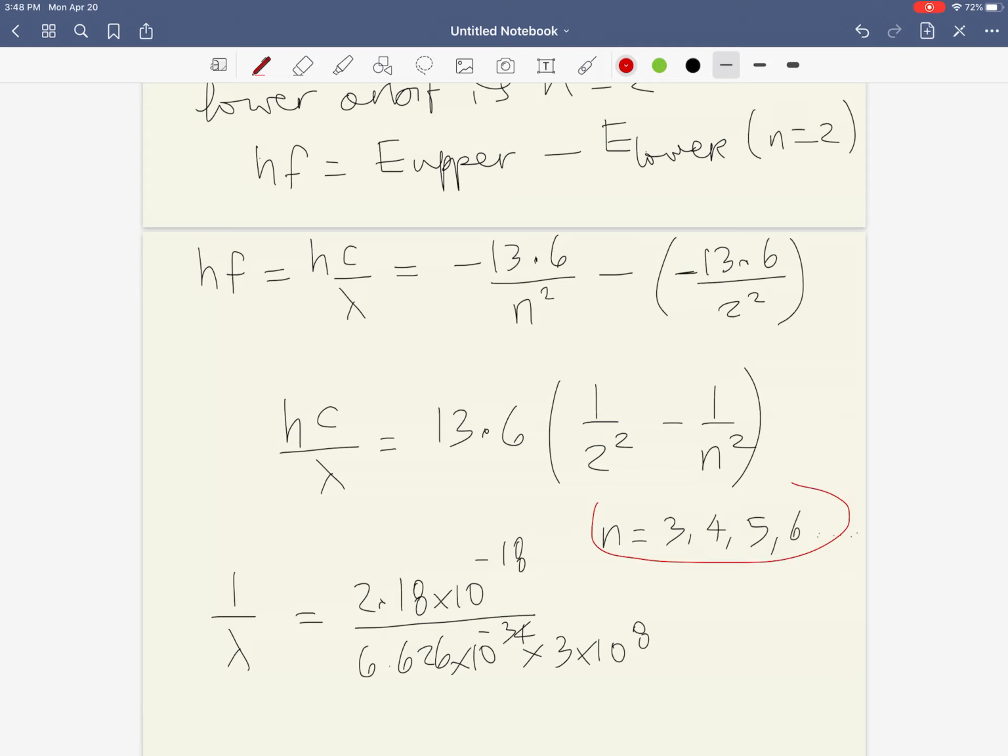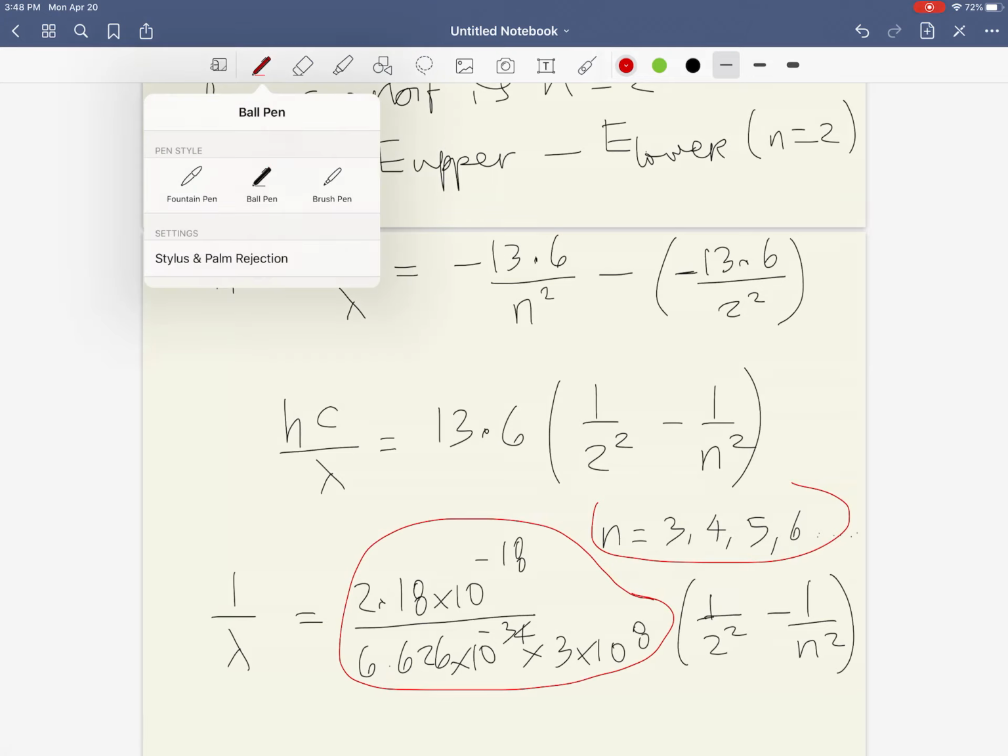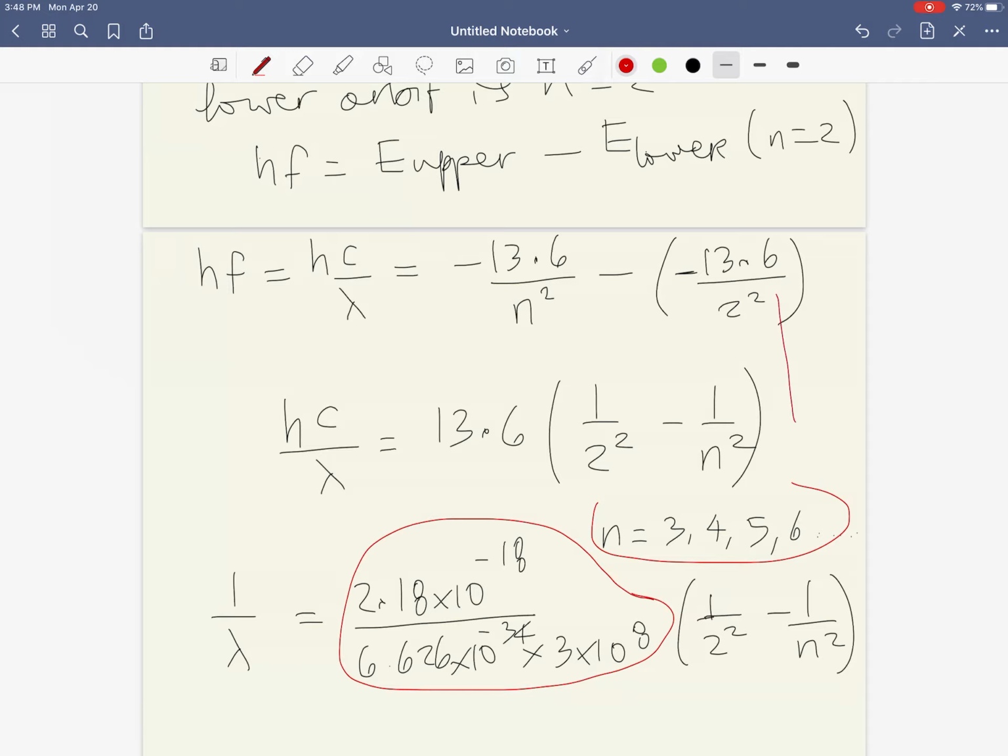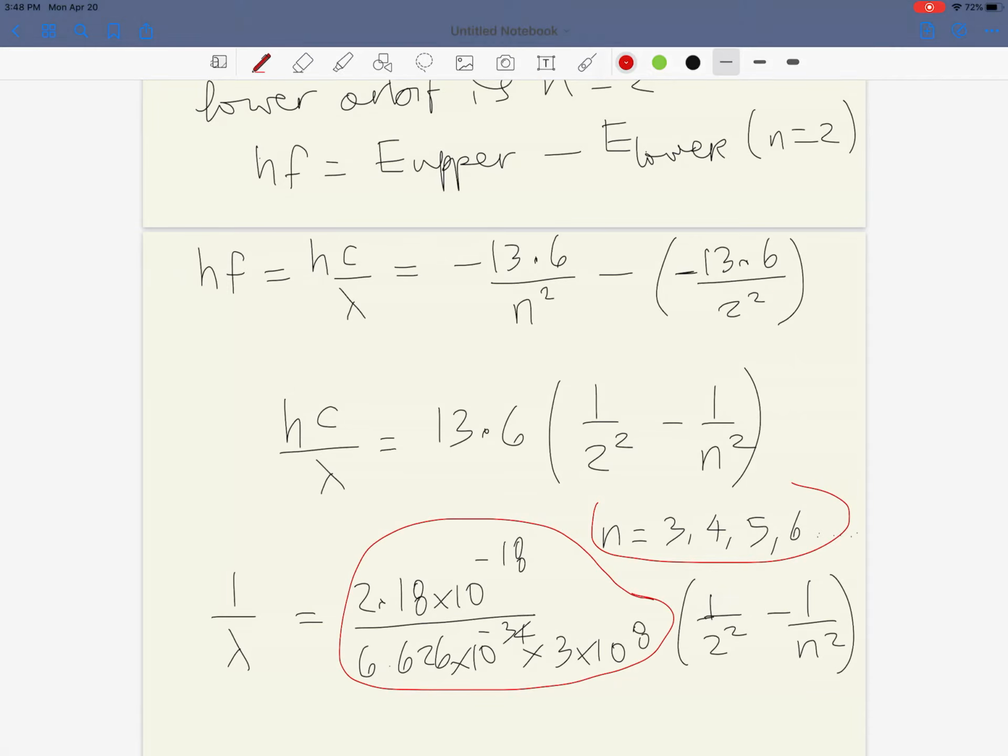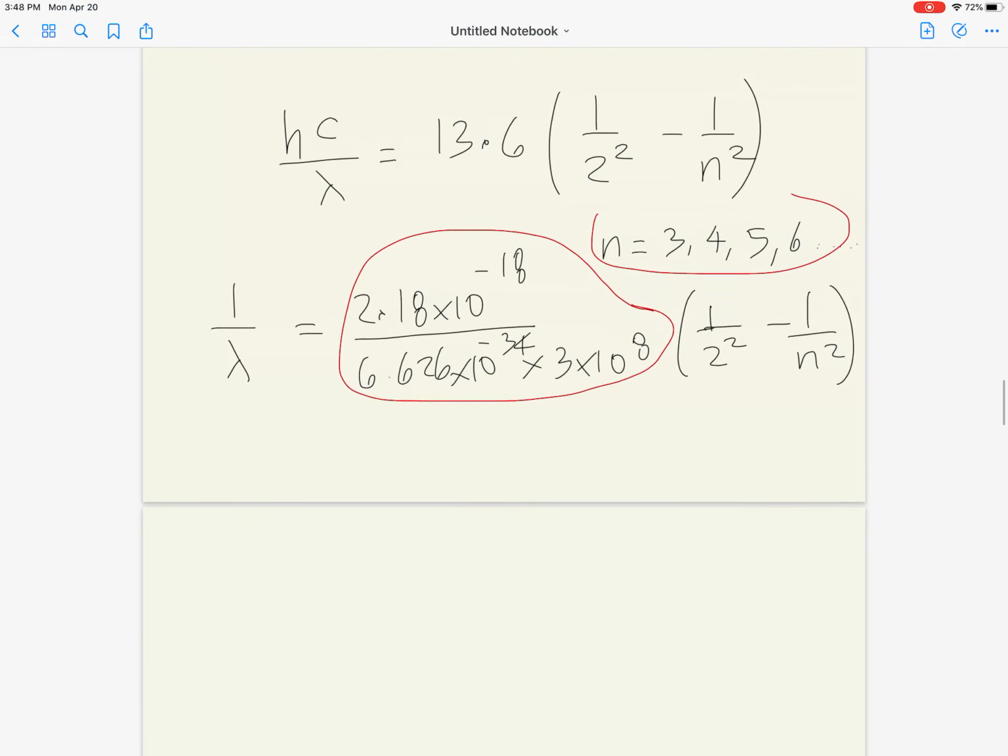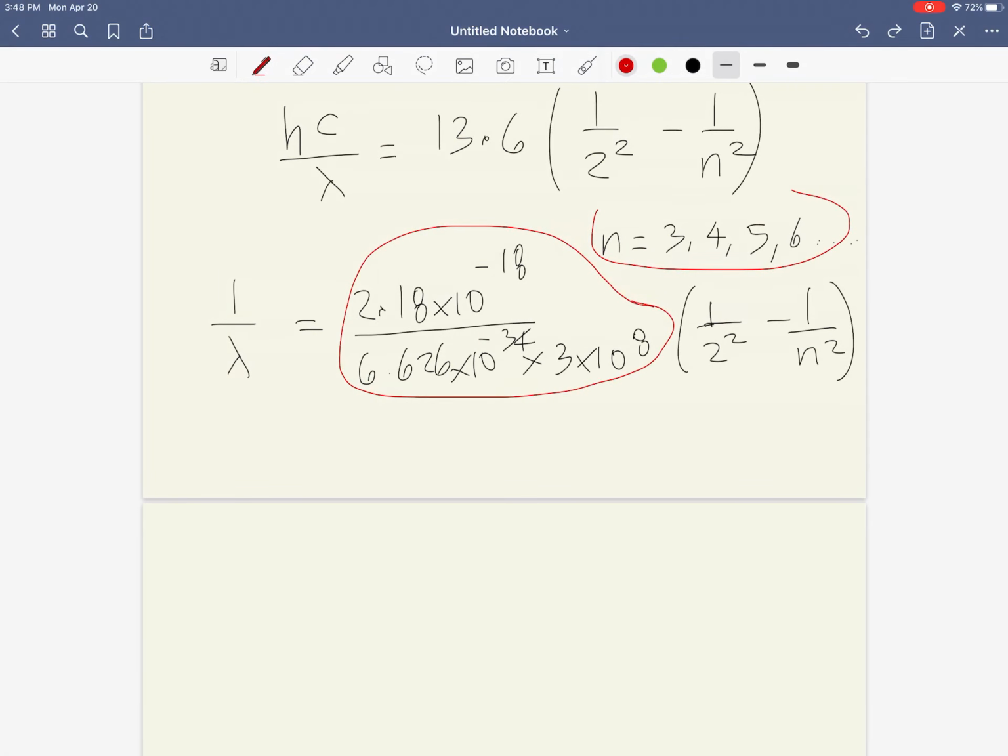And so we can then multiply this by 1 over 2 squared minus 1 over n squared. And if you evaluate this quantity here, you will find that it's exactly equal to the Rydberg constant that we mentioned earlier. So this indeed does give us what we're looking for.